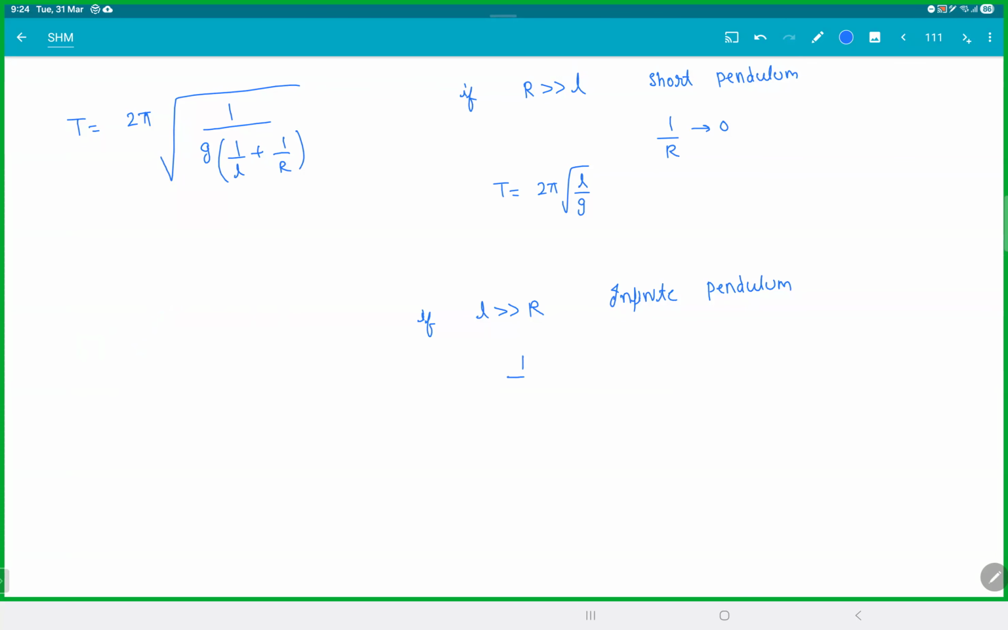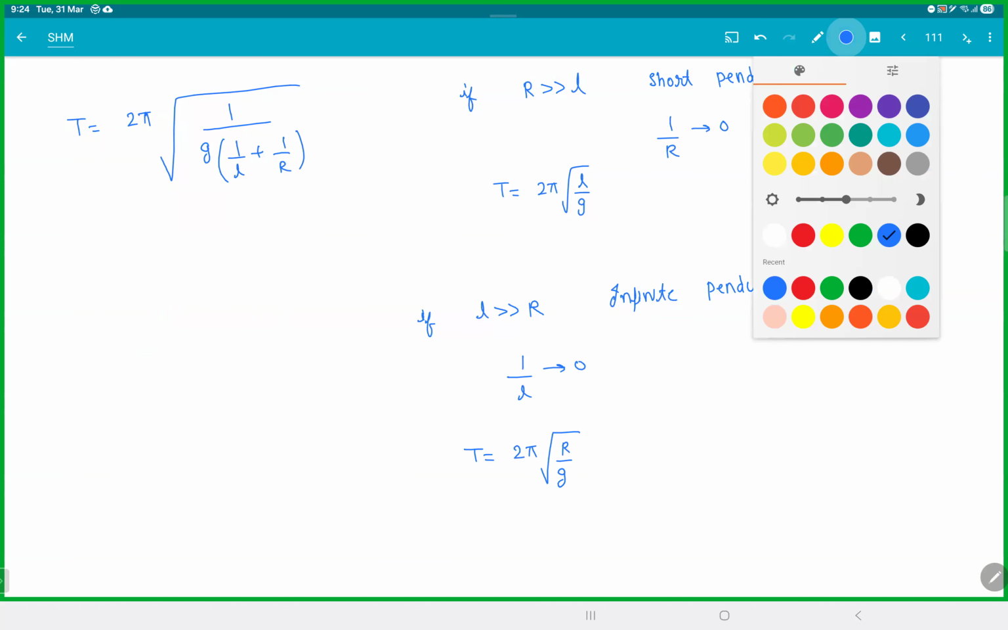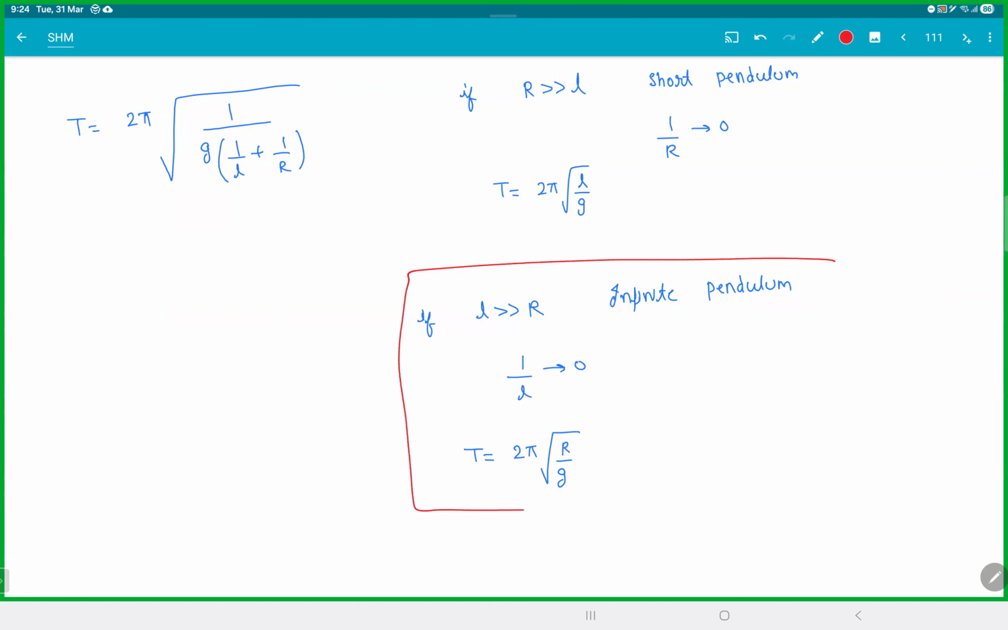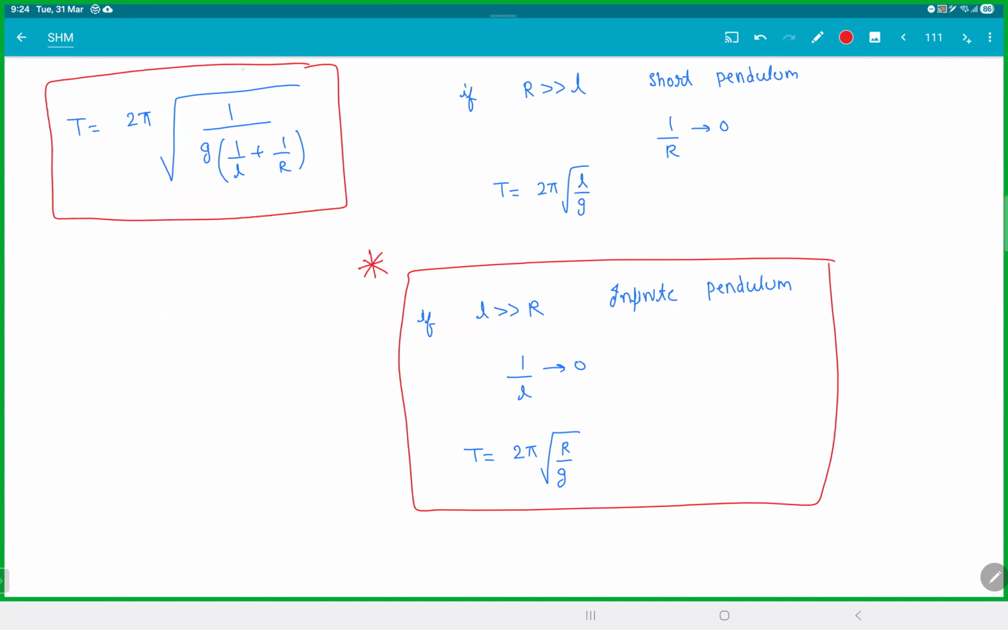So in this case, 1 by L will tend to 0. Then your time period becomes 2 pi root over R by g, where R is the radius of the planet. You should definitely remember that for a mains or a BITS level exam. But this result is important. It could be an advanced single choice question, or they will say if L is equal to R, find the time period. You're done. Most people won't have a clue how to start.